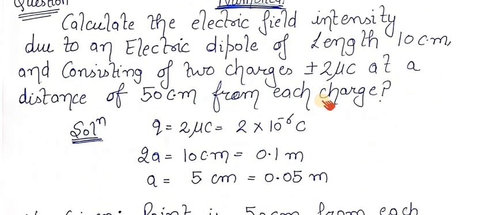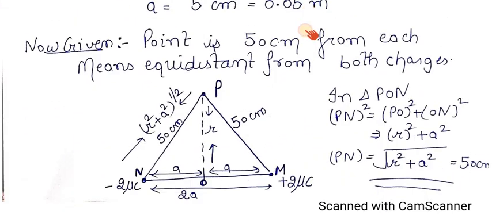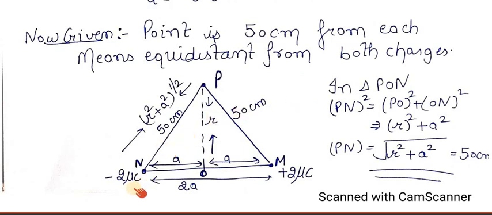Okay, now the diagram looks like this: minus 2 microcoulomb because the charge is given to you, and here plus 2 microcoulomb. This distance is r, right? And this distance is a, because the total distance is 2a, so half of the distance is a, and this is also a. So if this is r and this is a, apply the Pythagoras theorem in this triangle PON, right? So what is the Pythagoras theorem? Hypotenuse square is equal to base square plus perpendicular square.